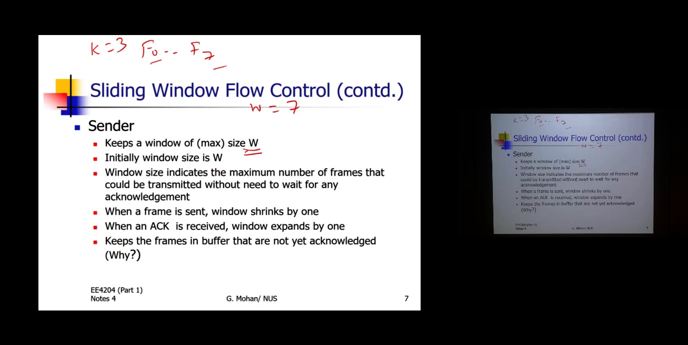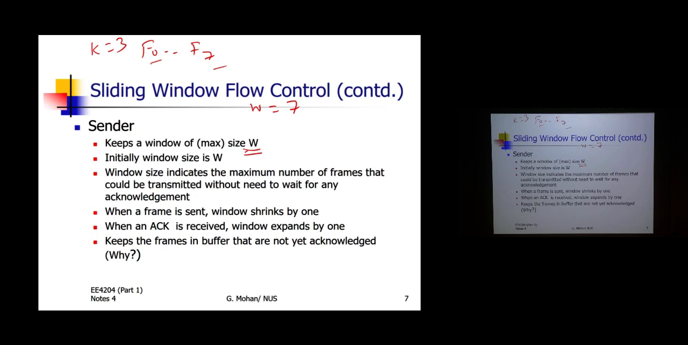Why is the window restricted to 7? If we allow it to be 8, then in some cases there will be confusion when the acknowledgement comes, whether this acknowledgement is for frame 0 in the current window or frame 0 in the previous window, because frame numbers are cycling through 0 to 7, 0 to 7, 0 to 7. To avoid confusion, we keep the window size W as 7, not 8.